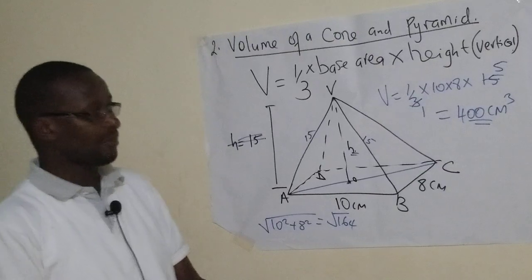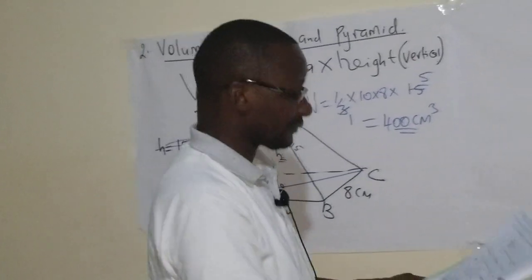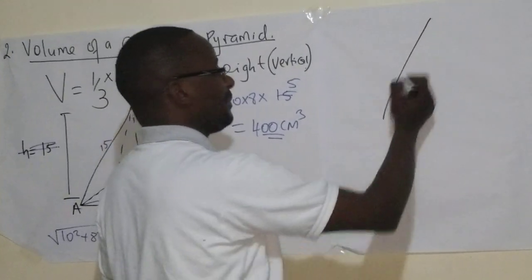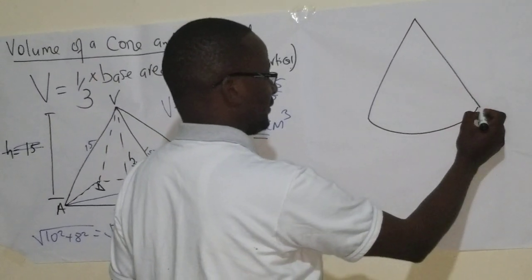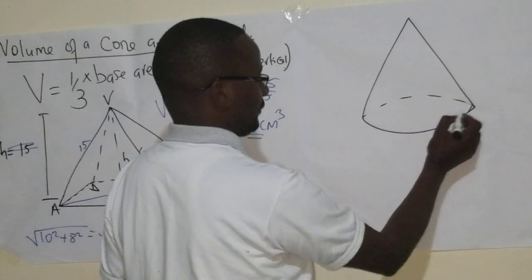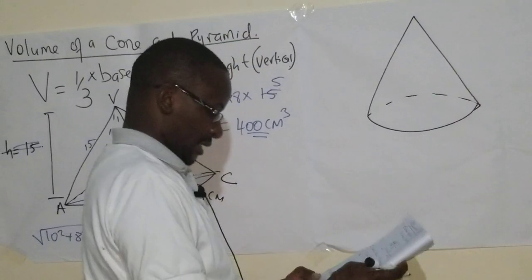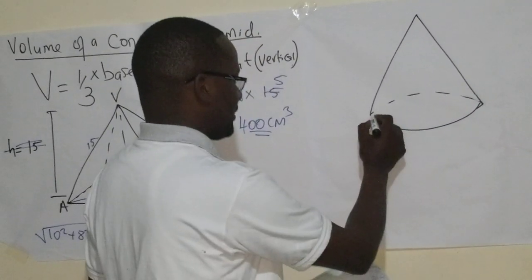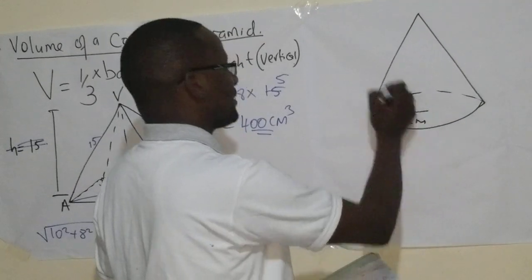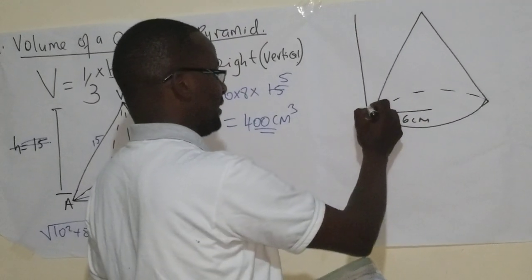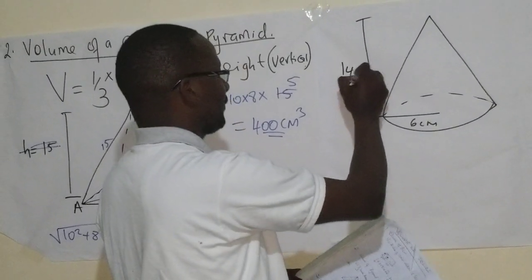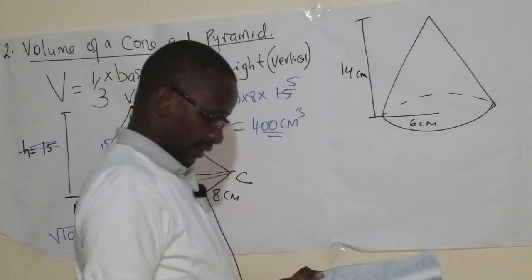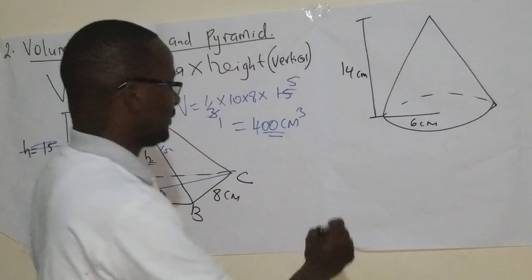I want to give you another example on the cone. Let me sketch a cone here. Given such a cone, whose radius is 6 centimeters and the vertical height is 14. And you are asked to get the volume.